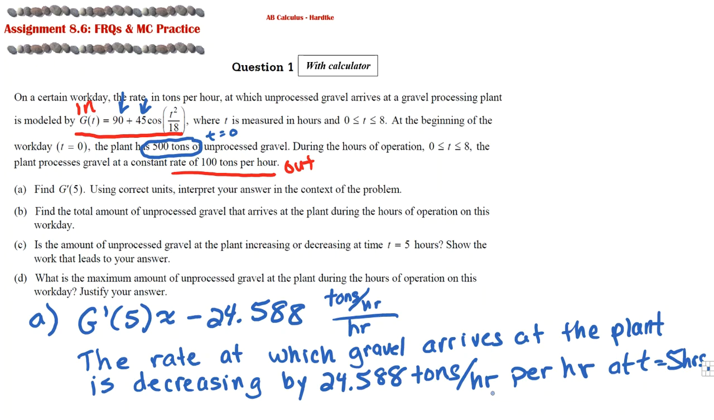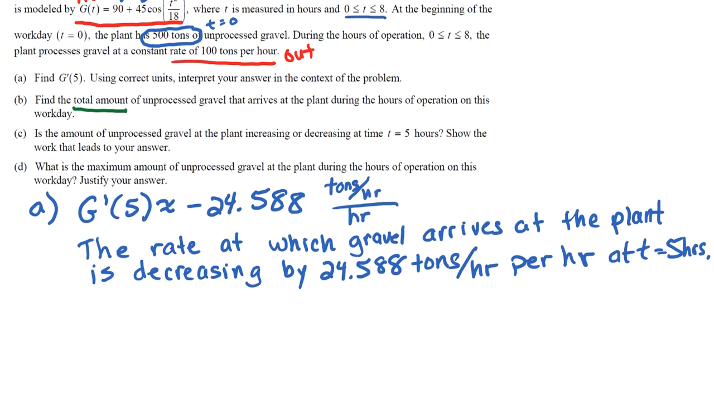All right, in part B it says find the total amount of unprocessed gravel that arrives during the hours of operation on this workday. Well, we know the workday goes from 0 through 8 hours, and the rate at which gravel is coming in is simply G. So this sounds to me like the net change theorem. If you accumulate a rate, you get the net change. But here it says total amount, so you might say, do we need absolute value? Do we accumulate the absolute value of the integral?